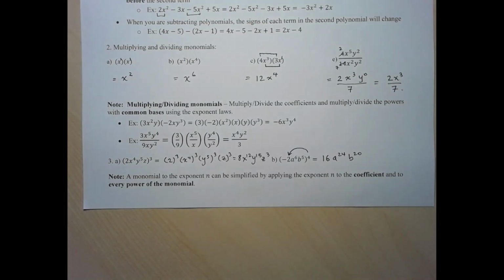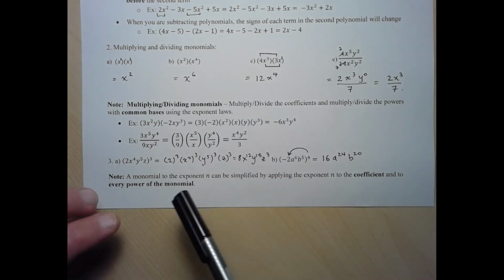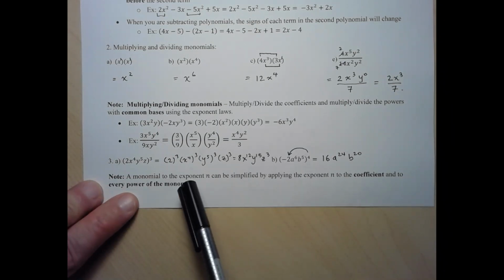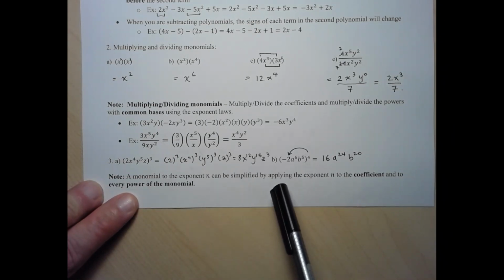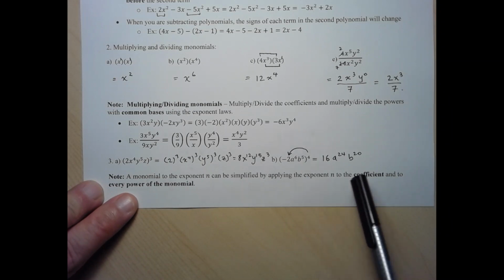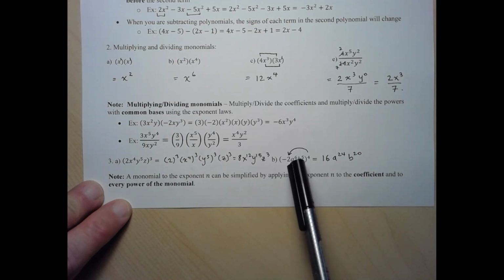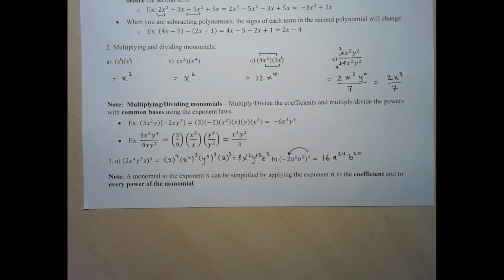Okay? So just as a reminder here, a monomial, so again, we're talking about something with just one term to an exponent, can be simplified by applying the exponent to the coefficient, meaning to the numerical value, and then to all of the powers, again, using the exponent rules.